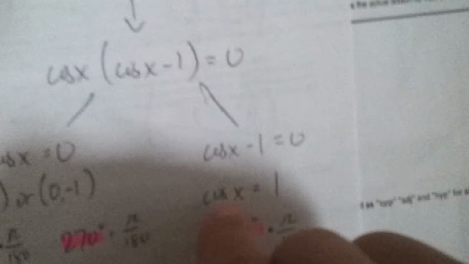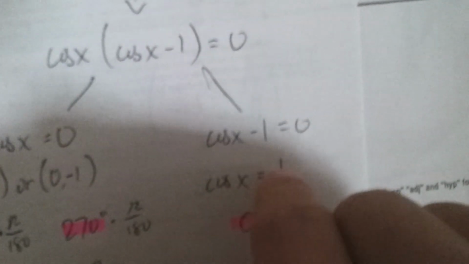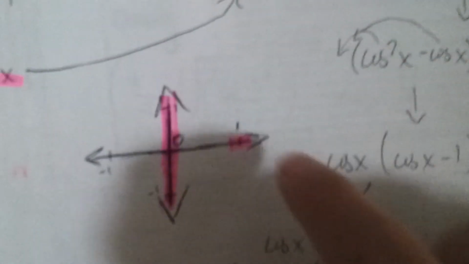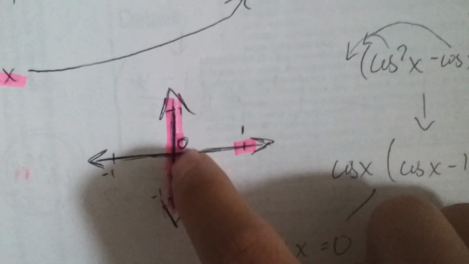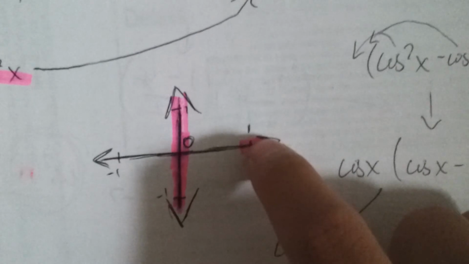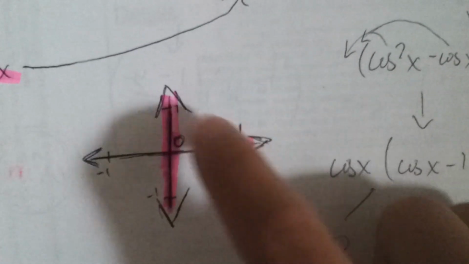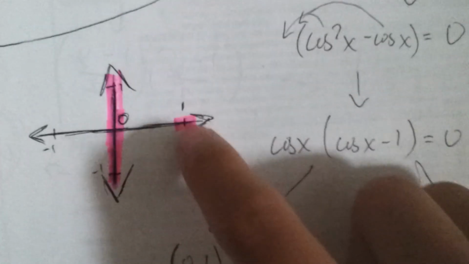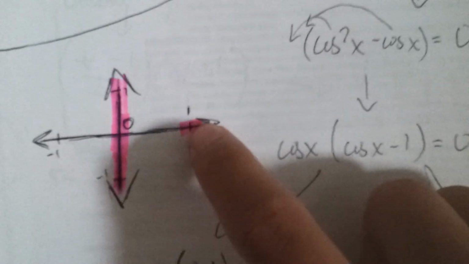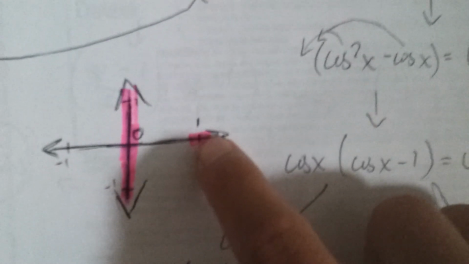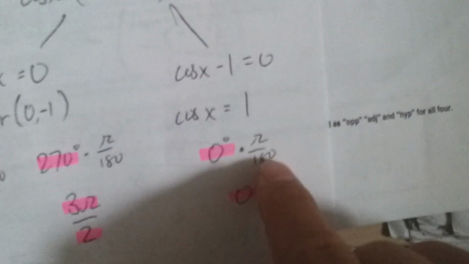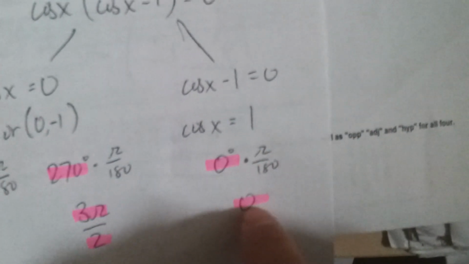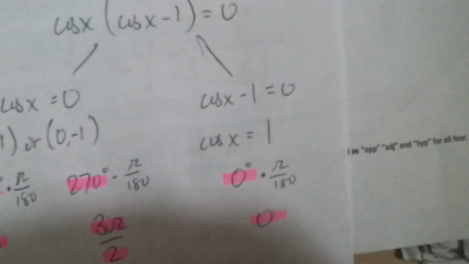And now we go over here, cosine x minus 1 equals 0. Add the 1 over, cosine x equals 1. And then cosine x equals 1 over here, because x equals 1, so 1 is over here on the x-axis, not the y. So right here, the only angle that is at 1 would be 0 degrees. So multiply by pi over 180, and our radian answer for 0 degrees is 0. And that is our answer.